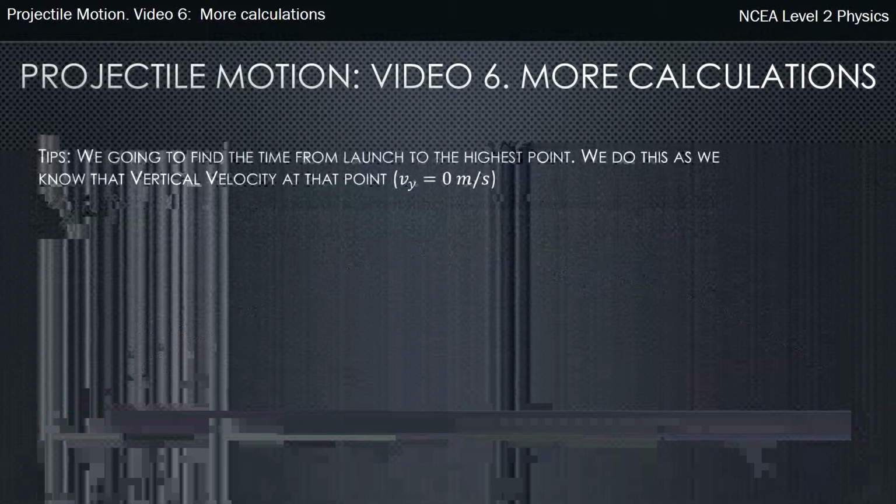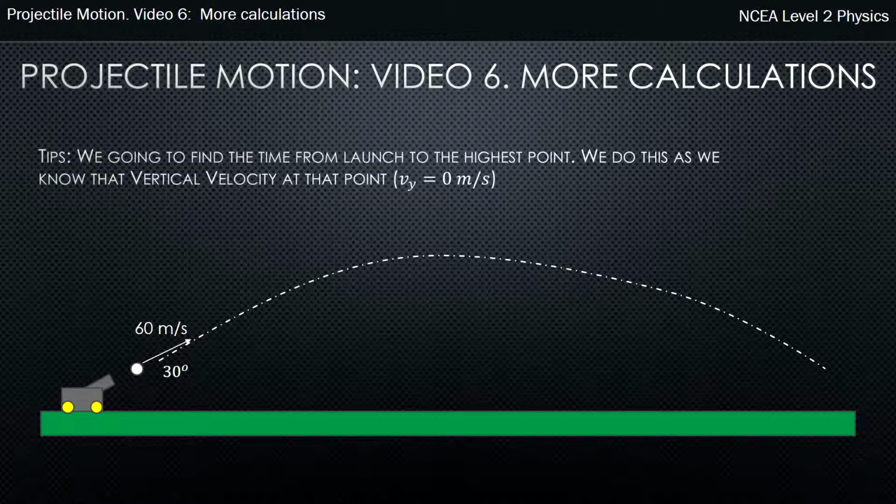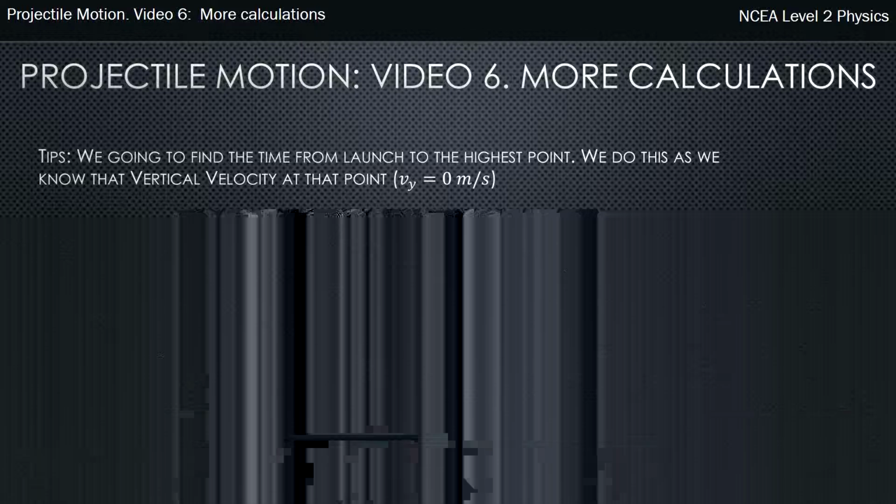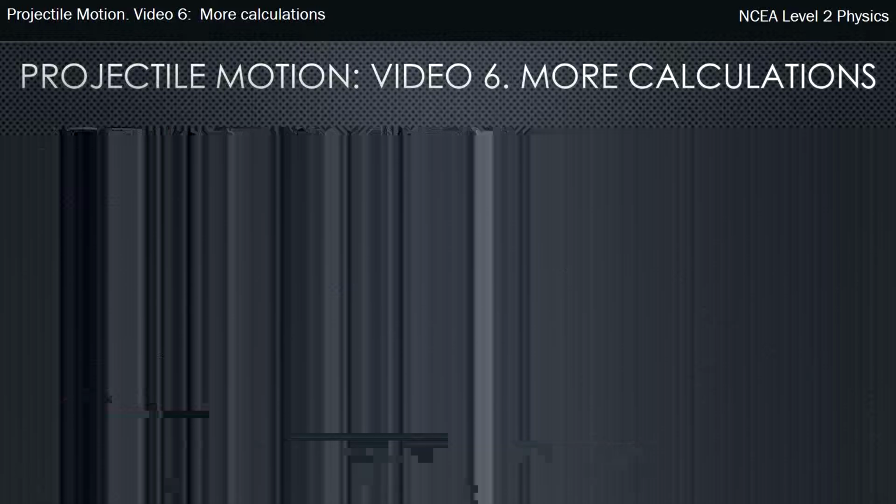Some tips we're going to add in here: one tip is we're going to find the time it takes from the cannon to get to the highest point. The reason we do this is because we get an extra bit of information out, and that information is at the highest point its vertical velocity, not its full velocity, but its vertical velocity, is 0. So that's a little bit of extra information we can use to put into our formulas and solve.